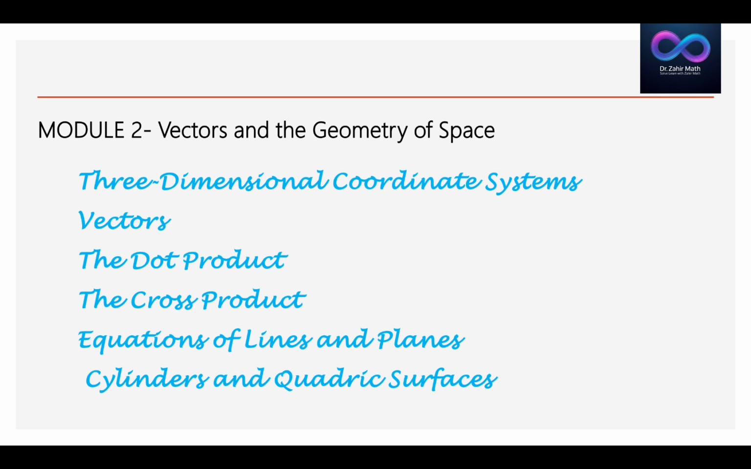Next, module 2, vectors and geometry of spaces. 3-dimensional coordinate system, vectors, the dot product, the cross product, equation of lines and planes, cylinders and quadratic surfaces. So totally 6 chapters we are going to study in this module.